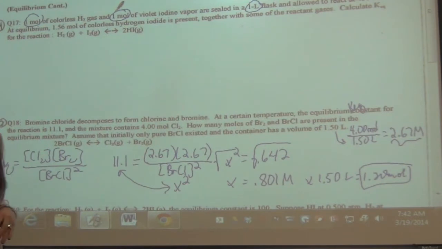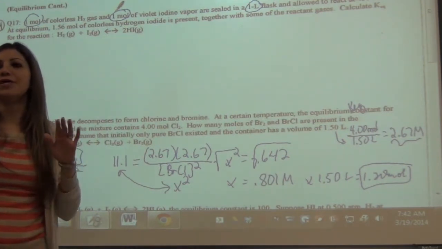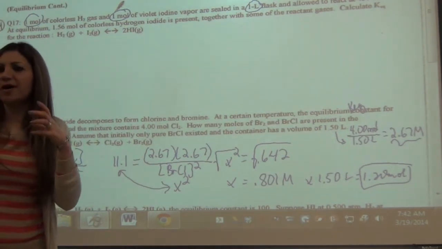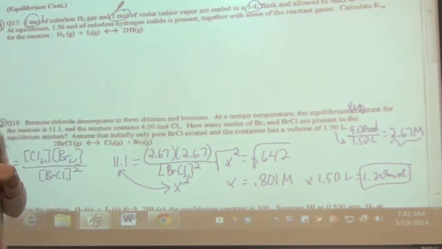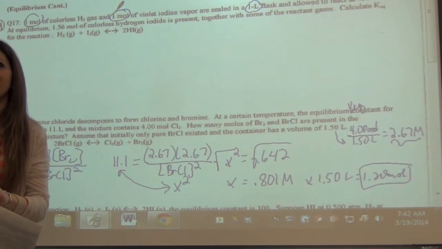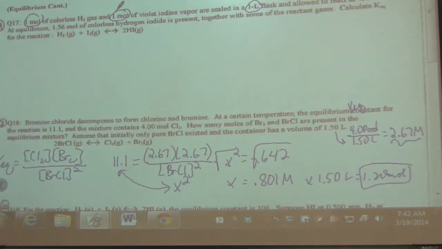Are we at equilibrium? No. No, we're not at equilibrium. That's the hard part, making sure that you figure out whether you're at equilibrium yet or not. If you're not at equilibrium, guess what you're going to need? An ICE box. Awesome, you're going to need an ICE box.